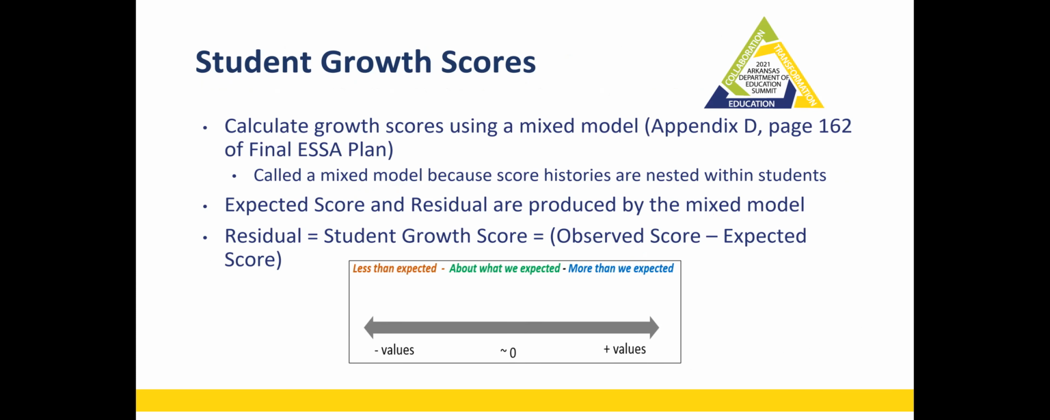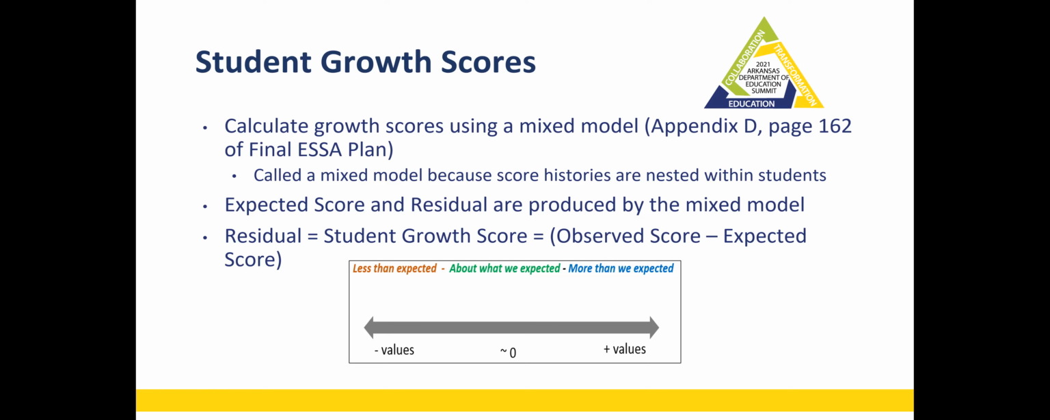So just to recap, let's all get on this same level for just a moment. So for a quick recap, at the student level, we calculate growth scores. We use a mixed model. You can get more details about the model in the final ESSA plan in Appendix D on page 162. It's a mixed model because we use score histories that are nested or clustered within the student. This is an advantage of our model because it treats each student uniquely to their history, their achievement story.